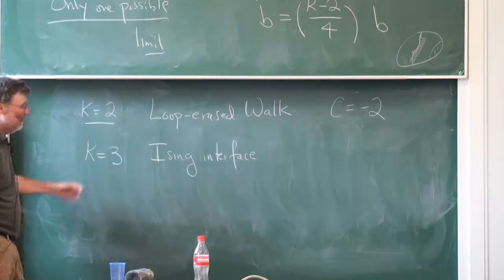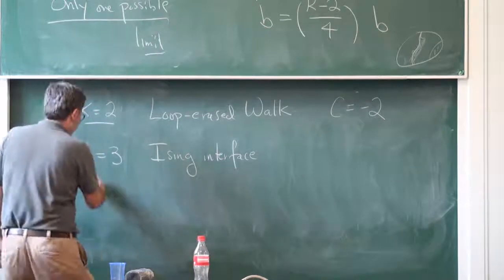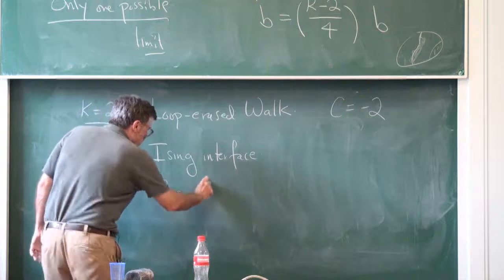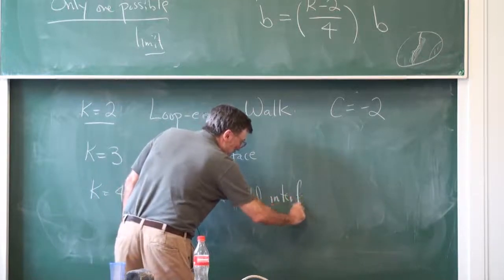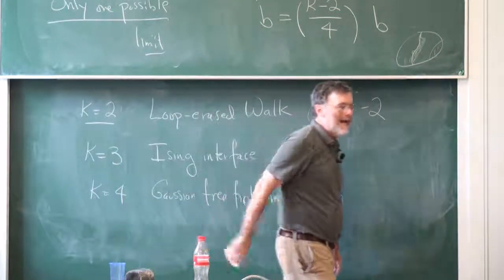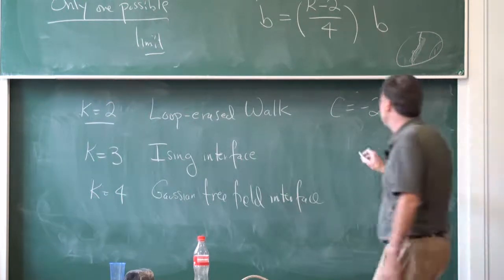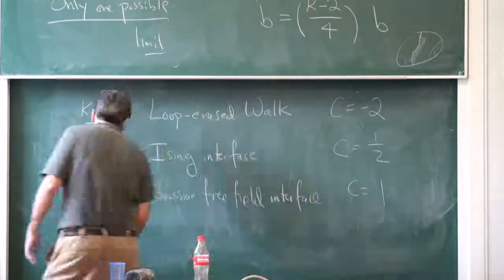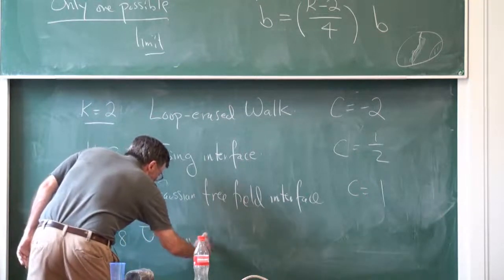Stas Smirnov, plus a number of his collaborators, have various generalizations of this. Kappa equals 4 is the Gaussian free field interface, and that's Oded Schramm with Scott Sheffield. They also had another toy model along the way. C equals 1/2. C equals 1. Kappa equals 8 is a uniform spanning tree.